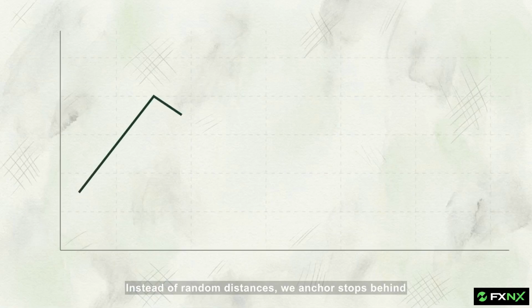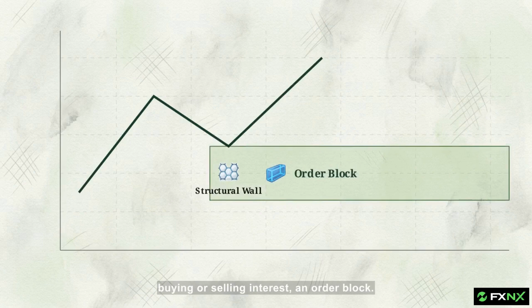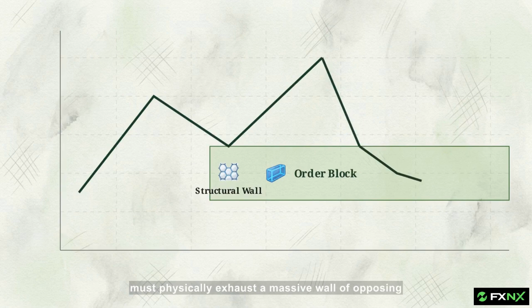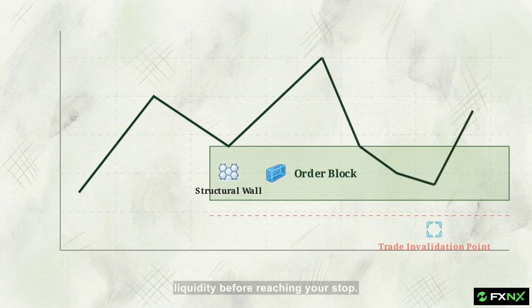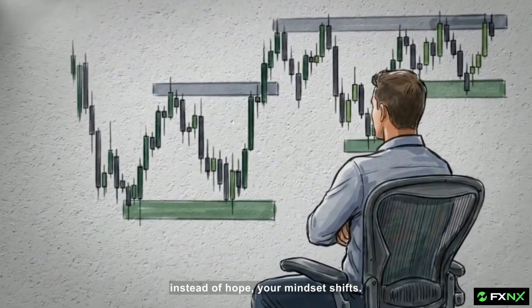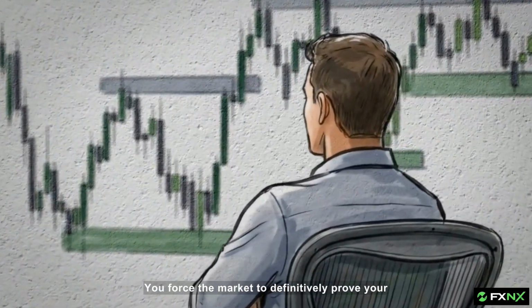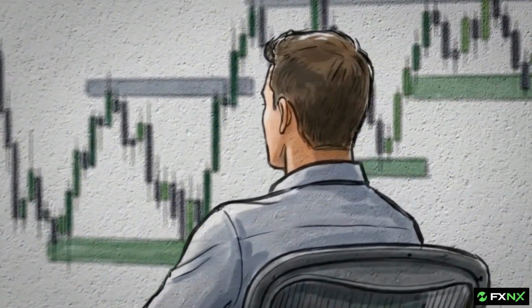Instead of random distances, we anchor stops behind structural walls. We place it below a historical zone of buying or selling interest, an order block. By hiding behind this defensive barrier, the market must physically exhaust a massive wall of opposing liquidity before reaching your stop. When you place your stop based on structure instead of hope, your mindset shifts. You force the market to definitively prove your thesis invalid.